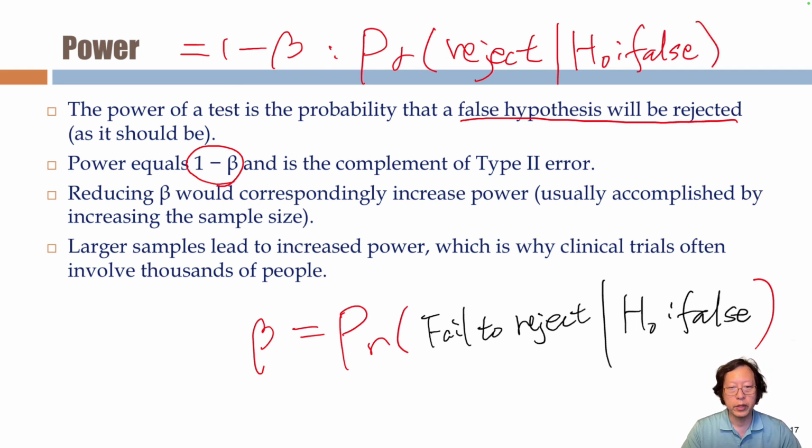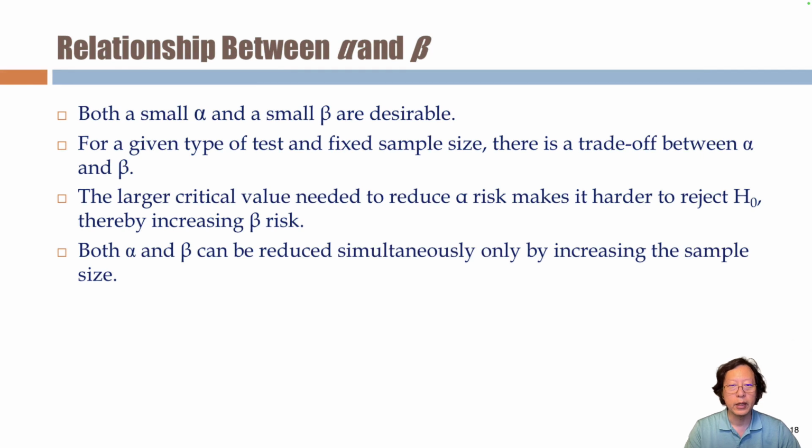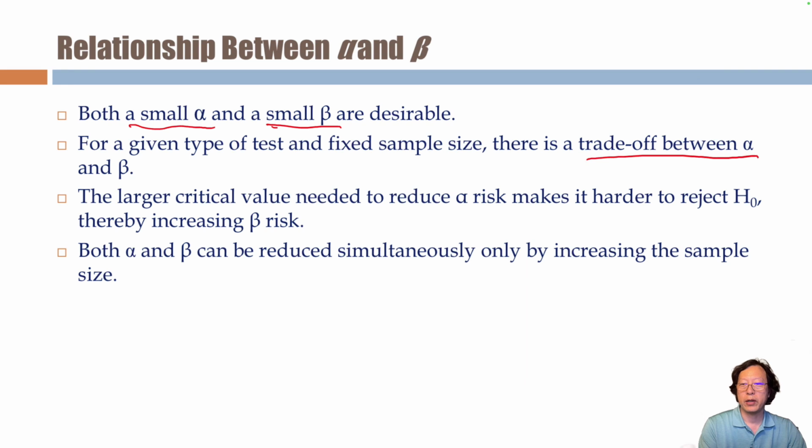Okay, a larger sample leads to increased power, which is why clinical trials often involve thousands of people. So if you increase the sample size, you can improve the power. Regarding the relationship, both a small alpha and a small beta are desirable, because alpha is the type 1 error probability and beta is the type 2 error probability. There is a trade-off between alpha and beta, as I already told you.